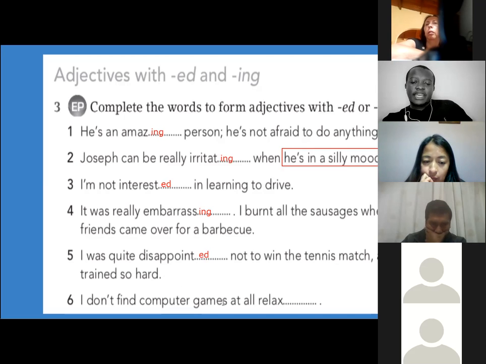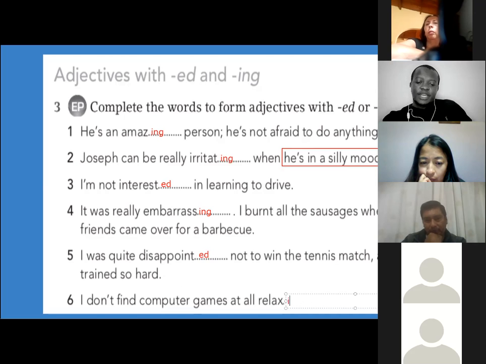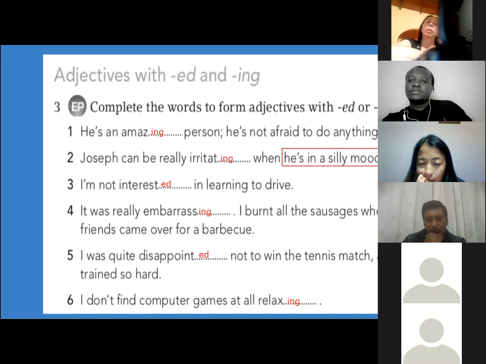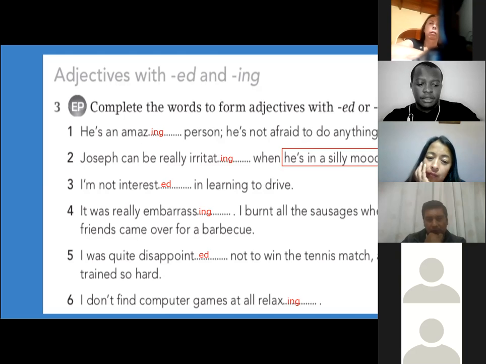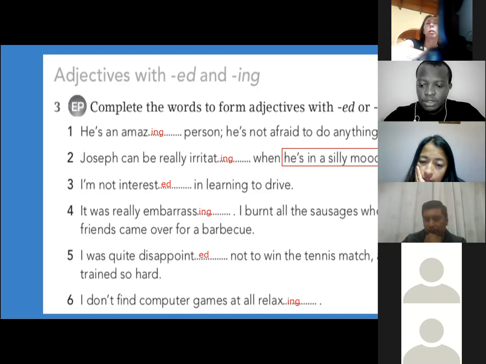I don't find computer games at all. What is the correct one? ING. ING. We are describing how they make you feel, or why they make you feel the way you feel. Okay. So that's all.